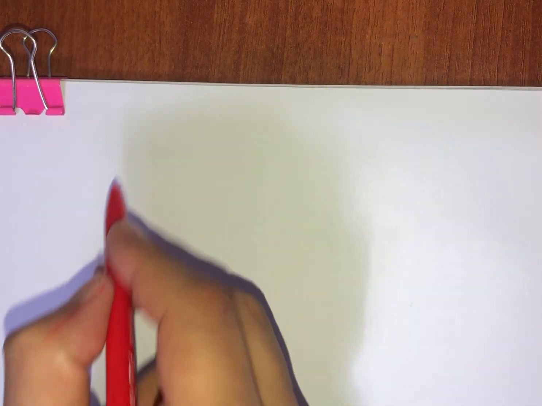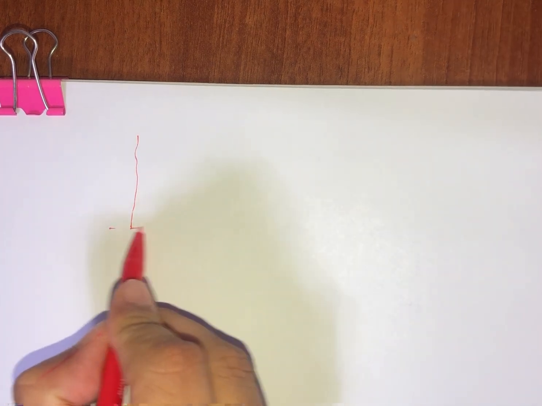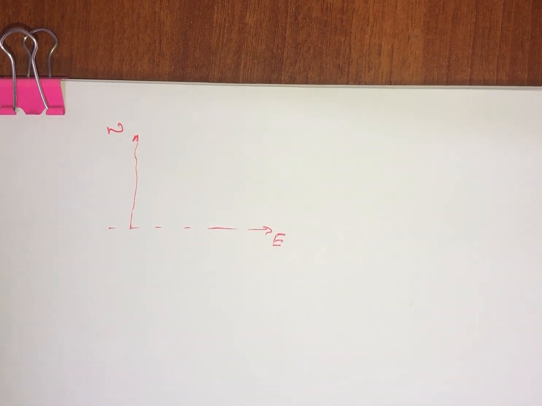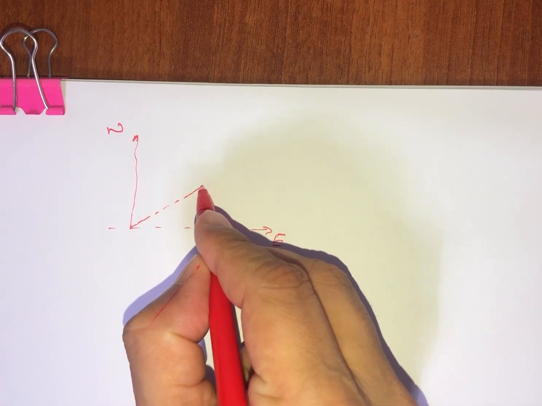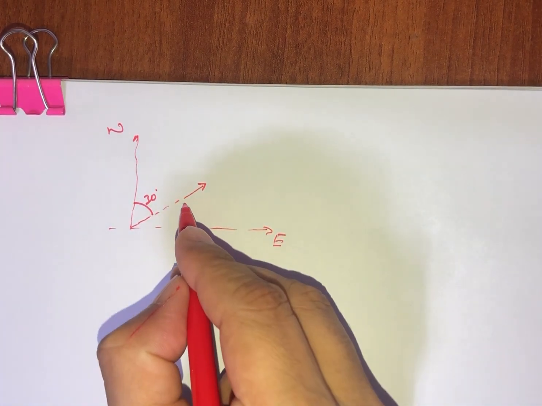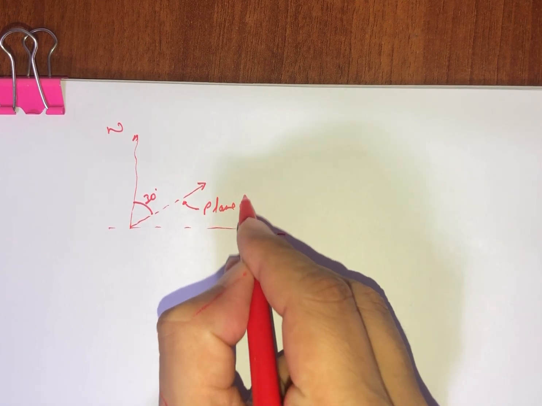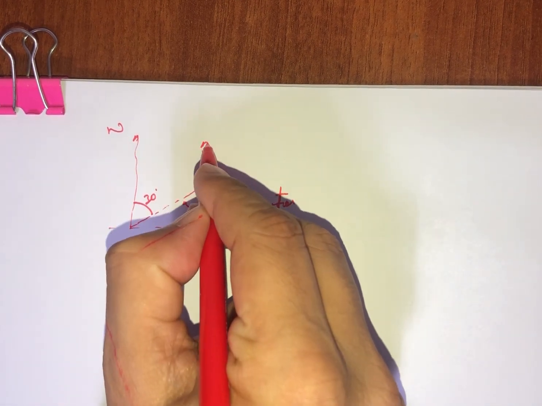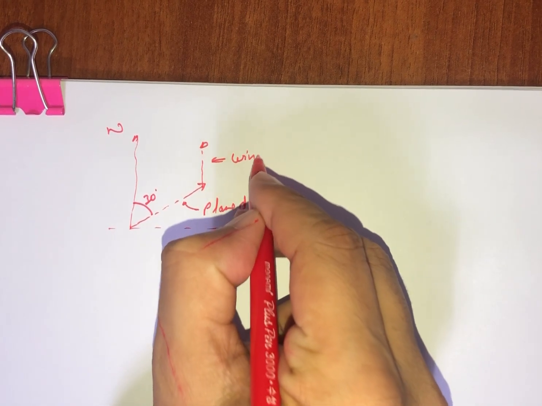In this case, let us first of all draw the direction. So this is our east and this is our north, and the plane is 30 degrees east of north. So this is the direction of the plane. It is 30 degrees east of the north. So we can say this is the plane direction, and wind is flowing due north. So this is the wind direction.